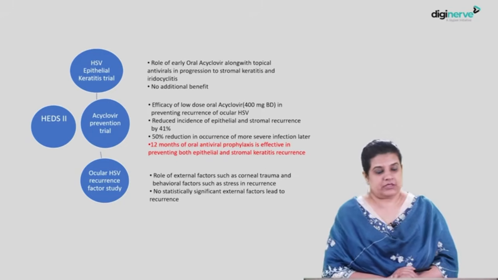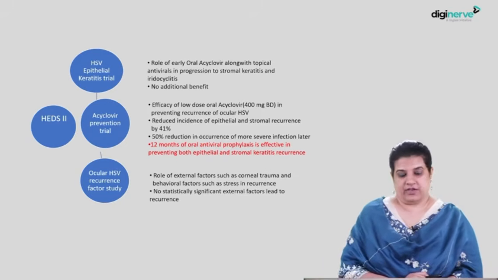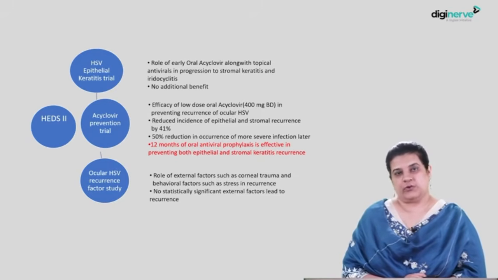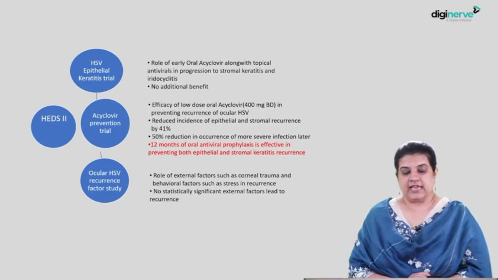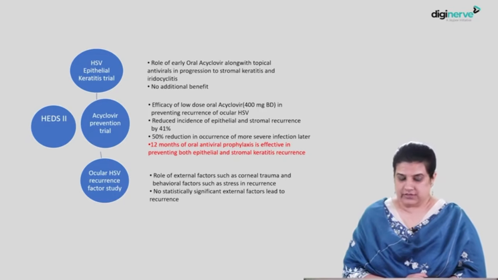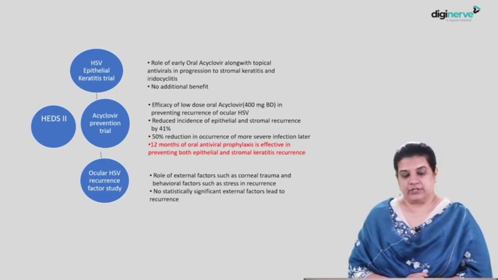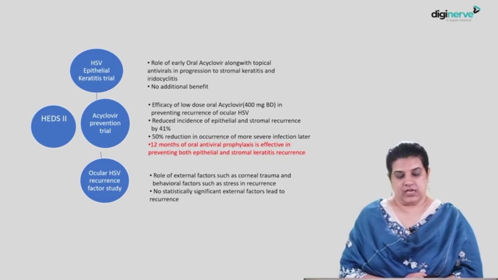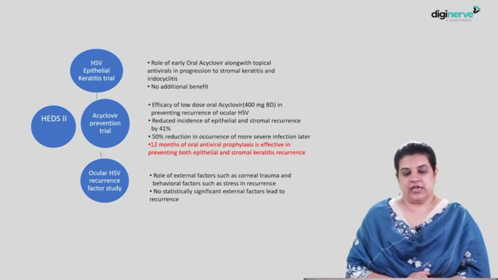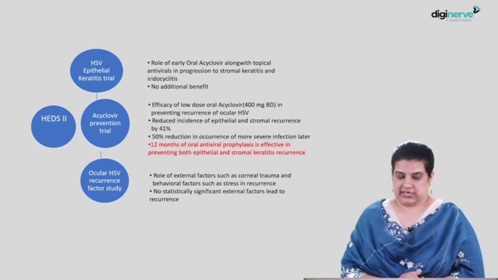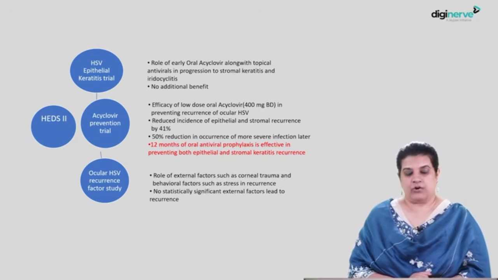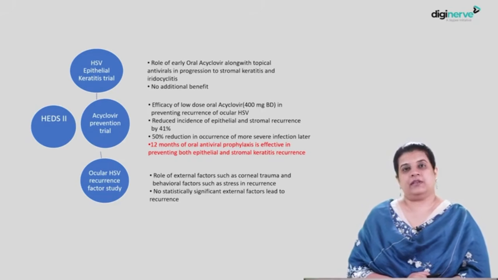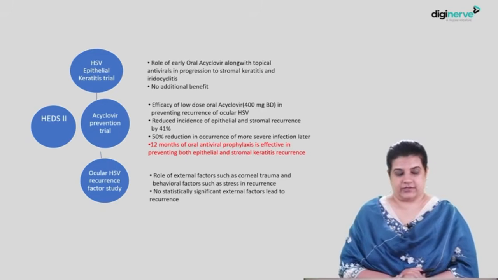When it came to acyclovir prevention, the efficacy of low dose oral acyclovir, that is 400 milligrams given twice a day, in preventing recurrence of ocular herpes simplex virus was seen. There was reduced incidence of epithelial and stromal recurrence by about 40%, and there was a 50% reduction in occurrence of more severe infection later. So 12 months of oral antiviral prophylaxis is effective in preventing both epithelial and stromal keratitis recurrence.